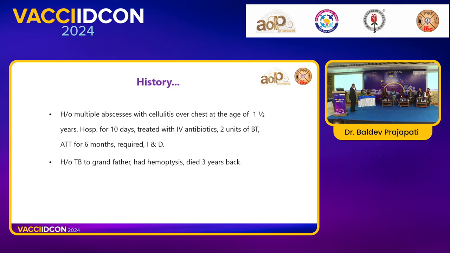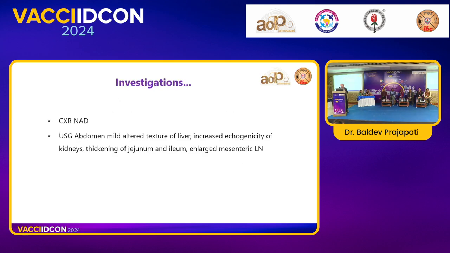Sir, the USG findings, please, once more. Ultrasound findings: altered texture of liver, increased echogenicity of kidneys, thickening of jejunum and ileum, and enlarged mesenteric nodes. Sir, a wide spectrum of possibilities here. Sir, tuberculosis is of course one of them.